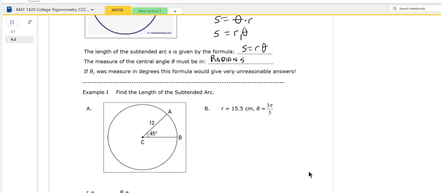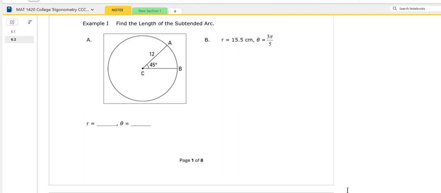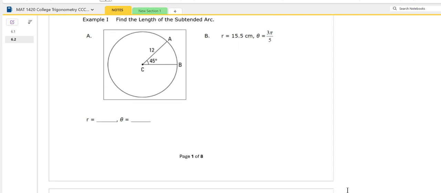The key thing is, if you're asked to find the length of a subtended arc, S equals r theta is the formula, and what's really key is the central angle has to be in radians. If you don't put it in radians, you're going to get some weird answers that will make no sense whatsoever. Let me show you what I mean by that. If you go to example A down here, we know S is equal to r times theta. Well, the radius is 12.